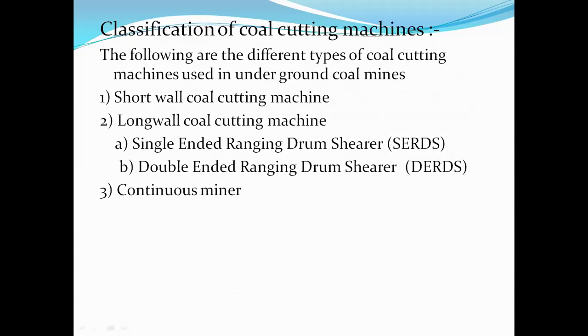Now, the coal cutting machines are classified into the following types, depending on the length of the face, the height of the face, and the purpose for which the coal cutting machine is being used.